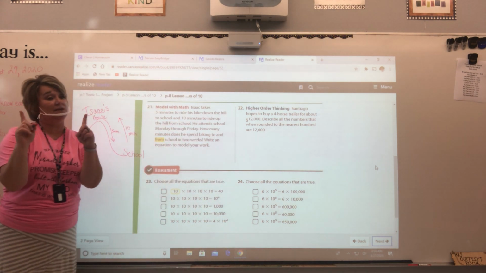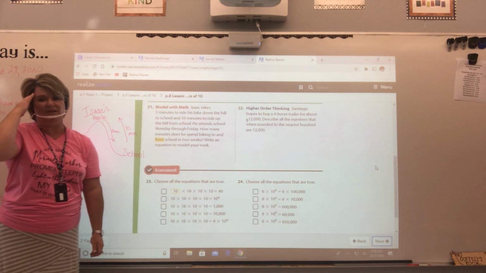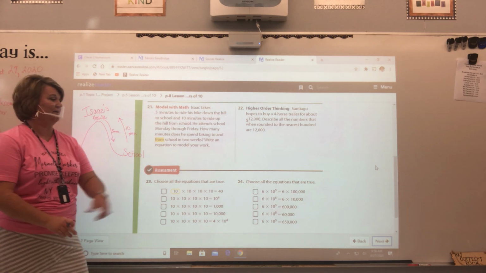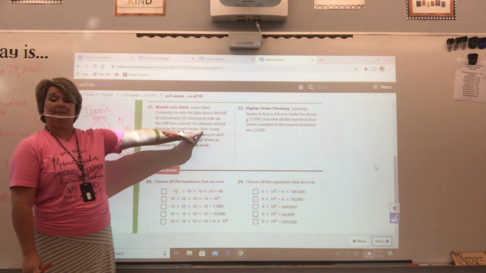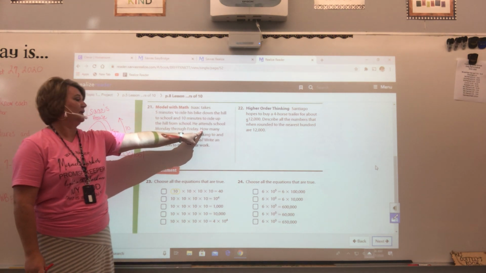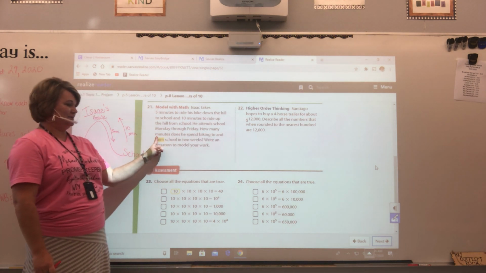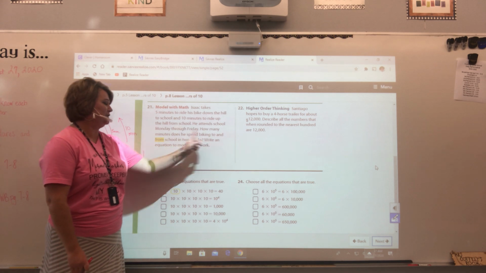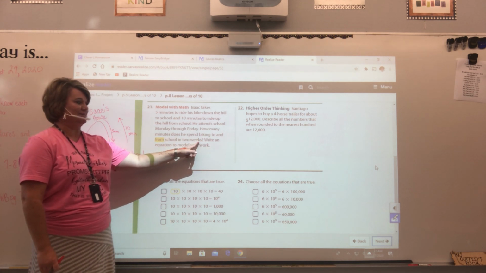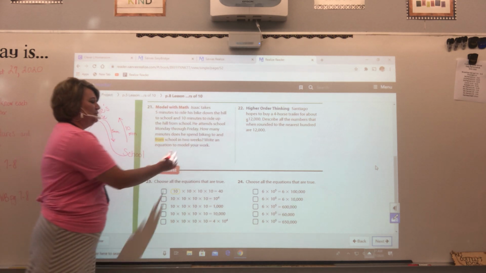Now this is going to be tricky because I know what y'all are going to do. Y'all are wanting to think, oh, we'll just do 15 times 5. Look right here at how. Get your pencil on how. How many minutes does he spend biking to and from school in, what does this say right here? 2 weeks.